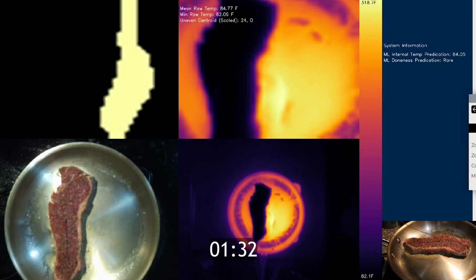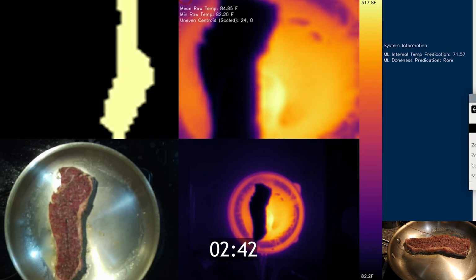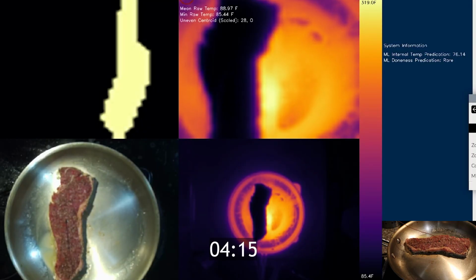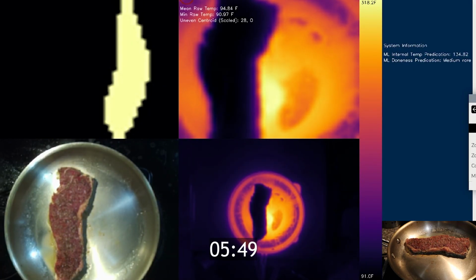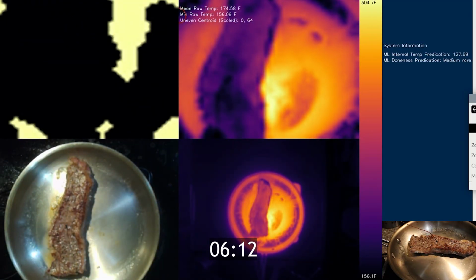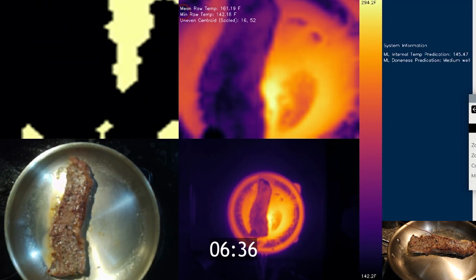While the steak is cooking, you'll observe the following on the screen. The top left is the masked version of the RGB frame with only the steak. The top right is the zoomed in version of the thermal image. The bottom left is the raw RGB camera frame, and the bottom right is the raw thermal frame. On the right, you will also see a color bar, which ranges the highest temperature and lowest temperature seen on the thermal camera. And on the right side, you'll see the machine learning outputs, in particular, the temperature prediction and the classification prediction.